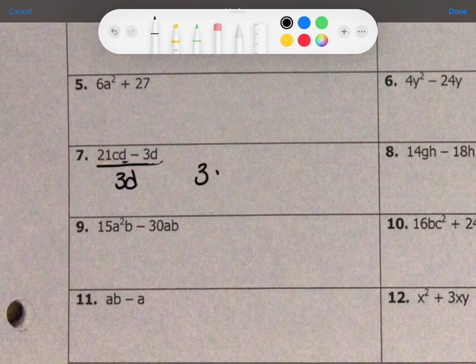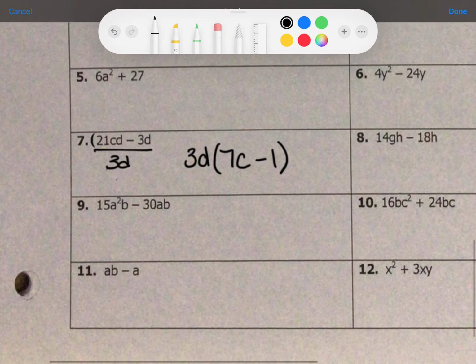So when I go to divide, remember to put your GCF on the outside of your parentheses. So now when I divide 21CD divided by 3D, you divide the big numbers and subtract your variables just like before. So this gives me 7C. The D's would cancel. Then I'm going to take my 3D and divide it by 3D, and so I get negative 1. The D's cancel. And that's all you got to do there. Divide by your GCF.